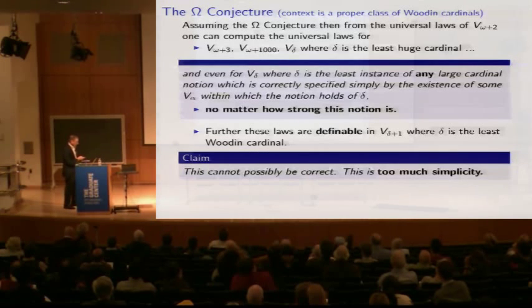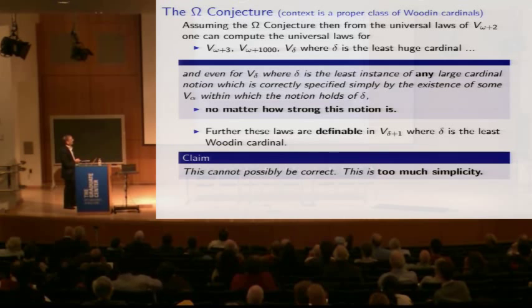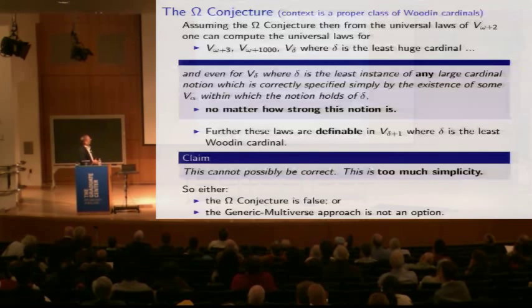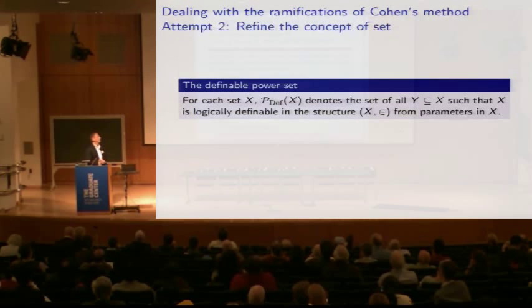All right, now, for the logicians in the audience, this almost looks like a contradiction. Why can't you run Tarski's proof and just diagonalize out immediately? And the reason is something very subtle happens. Though these laws are definable in this fragment of the universe, the definition changes. It involves an integer parameter. It's not uniformly definable. All right, that's a technical aside, and I'll say nothing more about it. Okay, too much simplicity. So either the omega conjecture is false, or the generic multiverse approach is not an option. Okay, so we have to retreat.